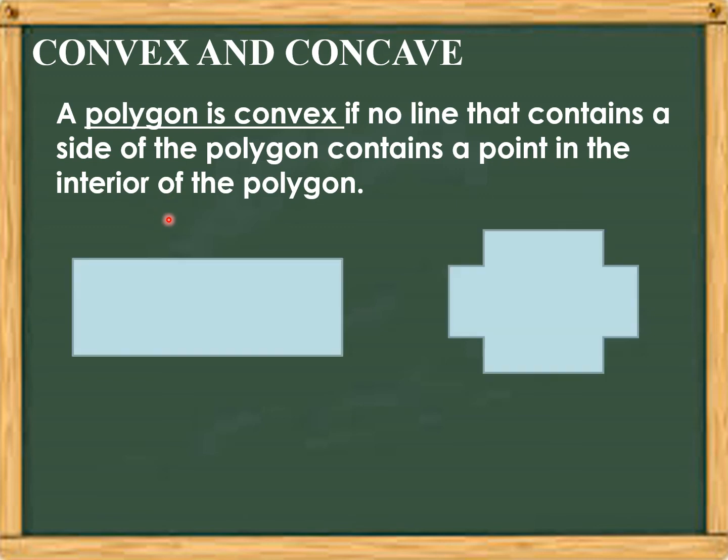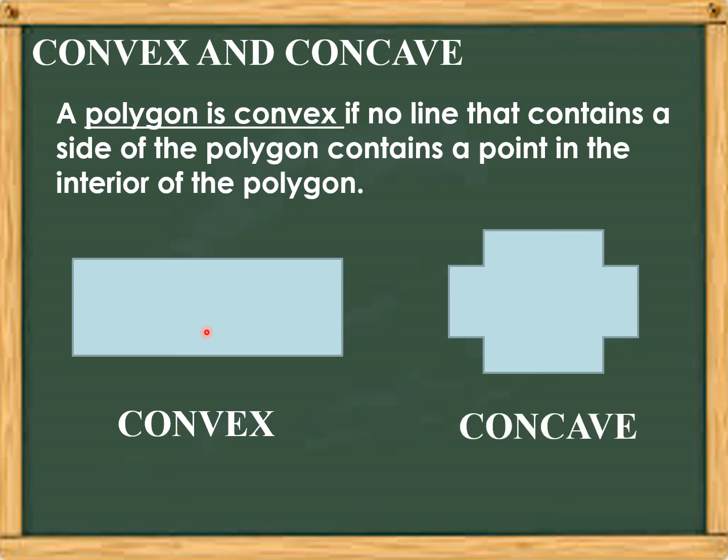So let's have these two figures. The first figure, we have 4 sides. So this is a quadrilateral. In the second figure, we have 1, 2, 3, 4, 5, 6, 7, 8, 9, 10, 11, 12. Okay, so we have 12 sides. So this is a dodecagon. Using these two figures, let's determine if it is convex or concave. The first figure is convex and then the second figure is concave.